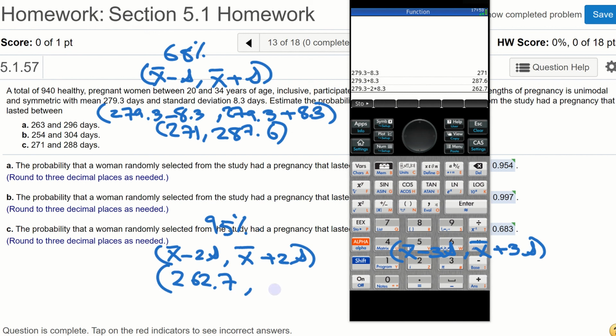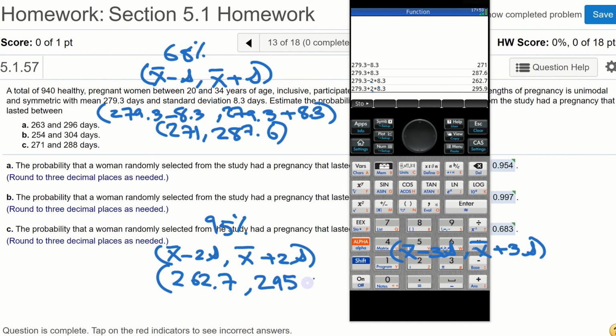Now for the upper bound, we're going to do x bar plus 2s. So actually, let me just take that and change that minus to a plus. All right, so we're going plus 2 standard deviations now. So we get 295.9.